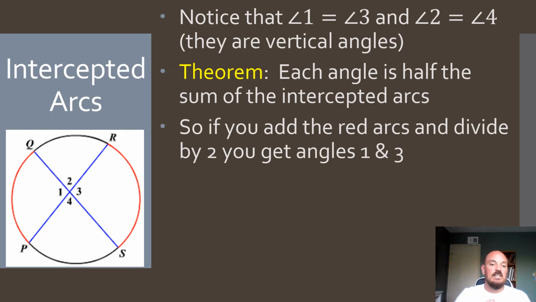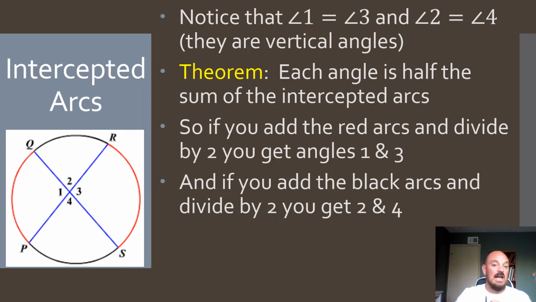So basically, if I take those 2 red arcs on the left and right, and I measure them in degrees, arc measure, if I take those 2 measures, I add them up and divide by 2, that's going to tell me angle 1 and also angle 3, since they're equal. And if I do the same thing with the black arcs on the top and bottom, if I add those measures up and divide by 2, it'll tell me what angle 2 and angle 4 are.